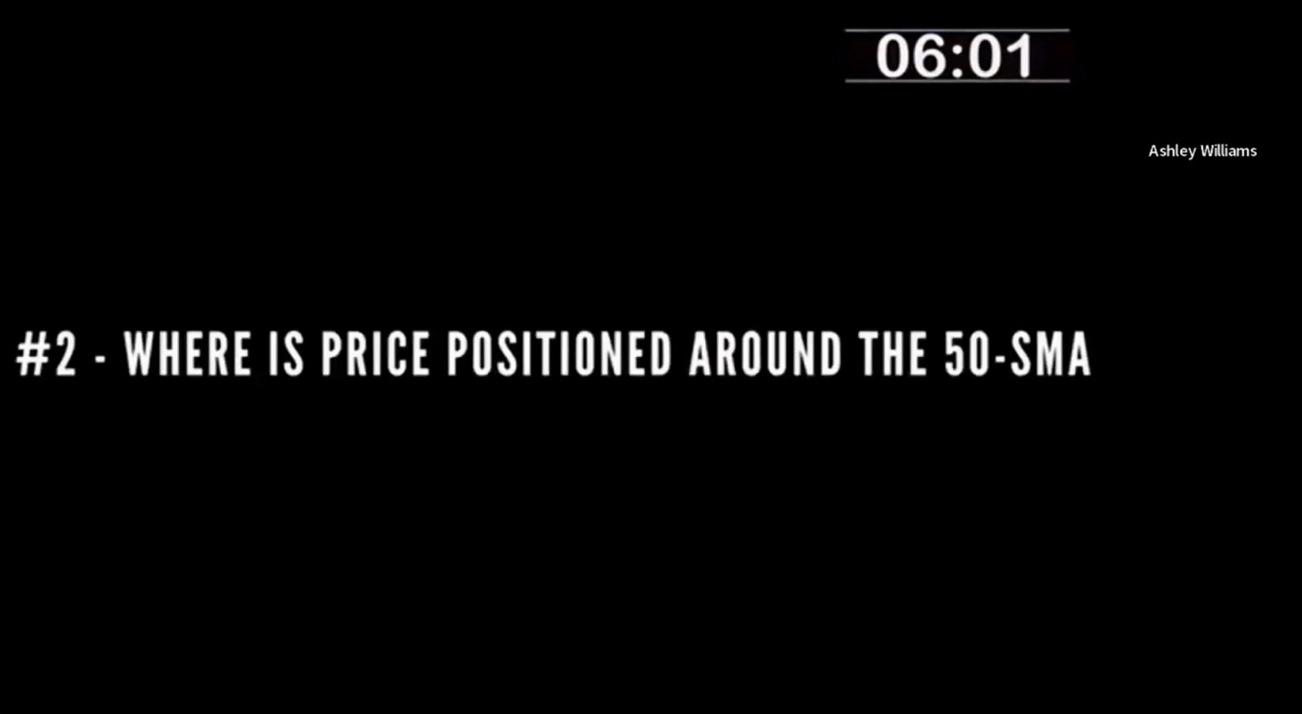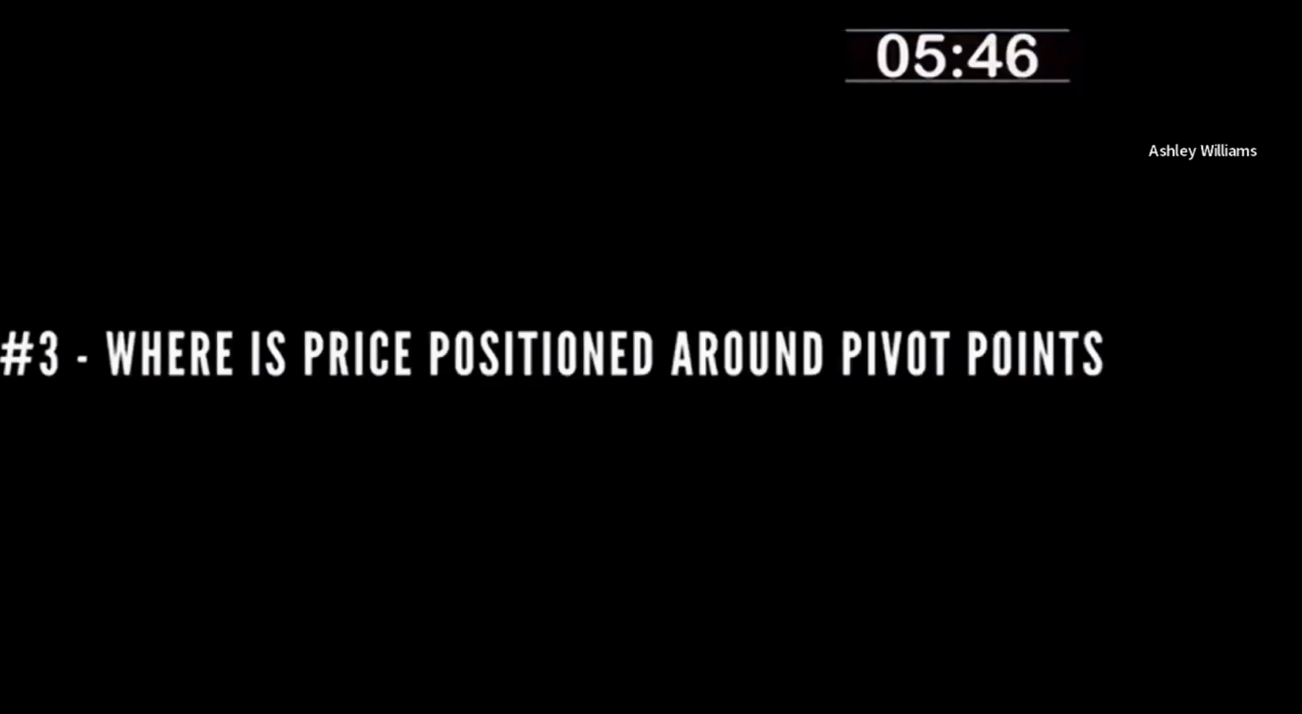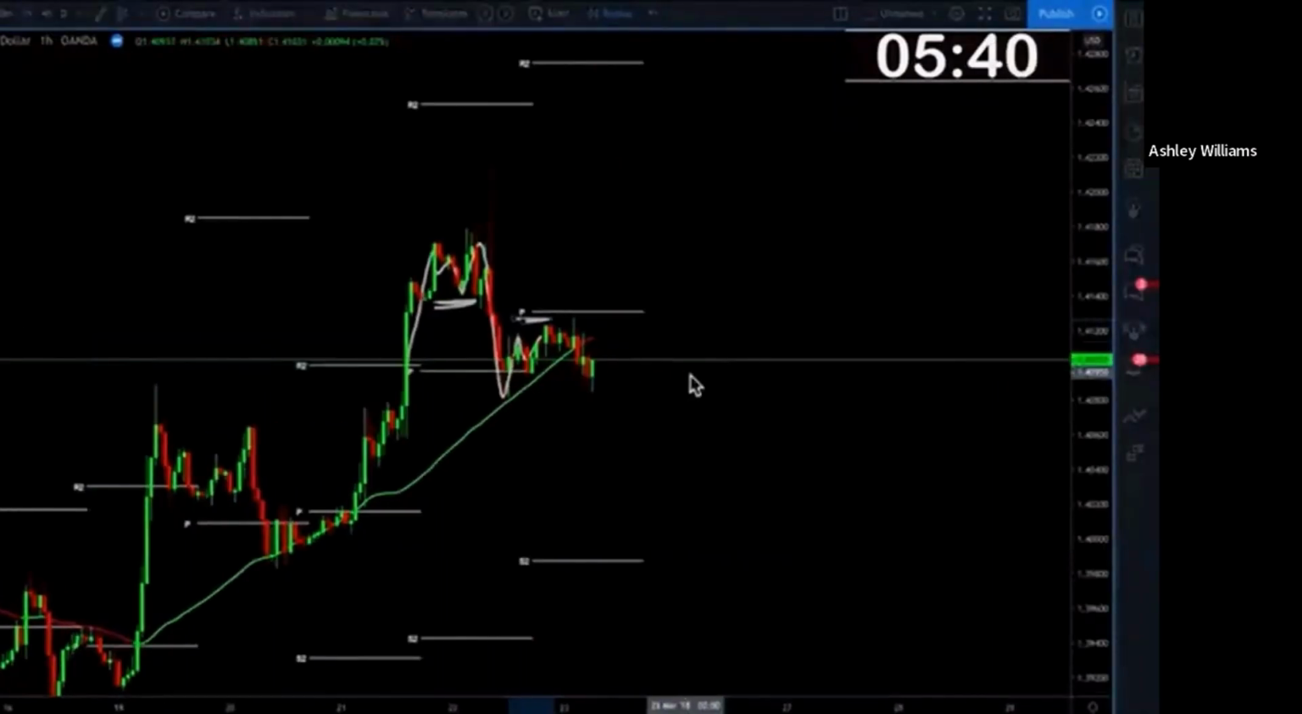Rule number 2. Look and see where your 50 moving average is. If price is below it, we're looking to sell, because we would be in the seller's market. If price goes above it, we're looking to buy in a buyer's market. And the third and final rule you need is the pivot point indicator itself. So put that on the chart.